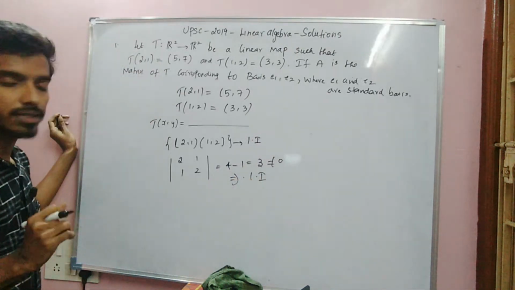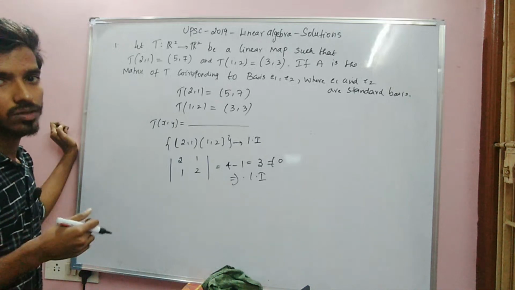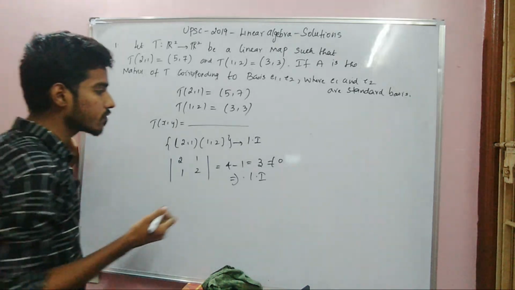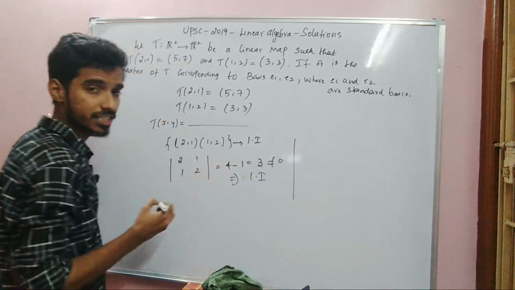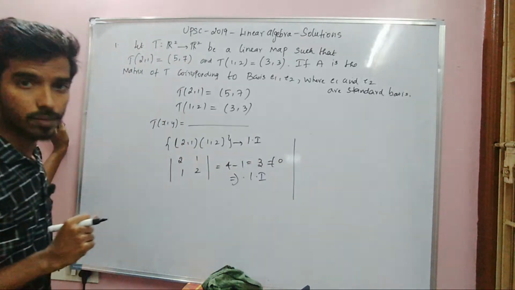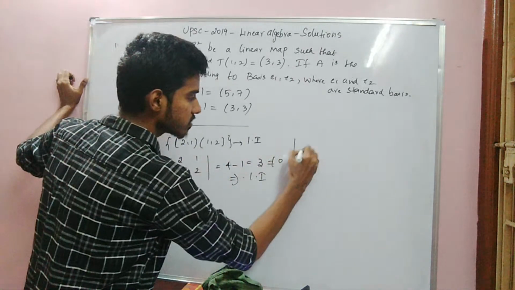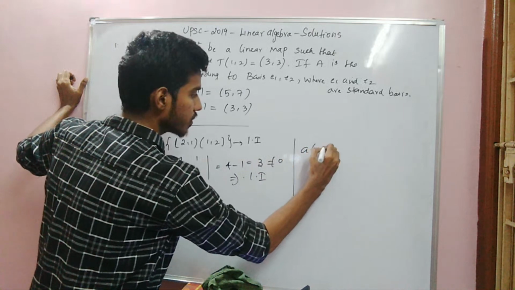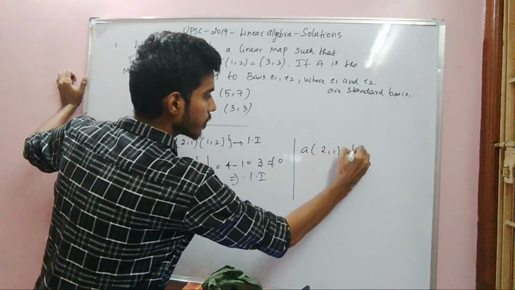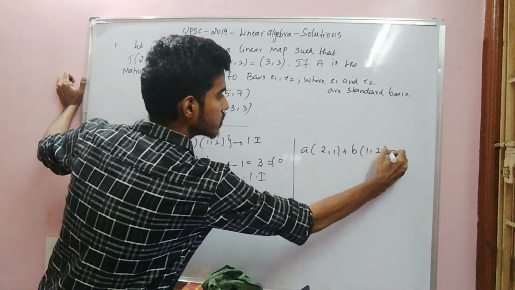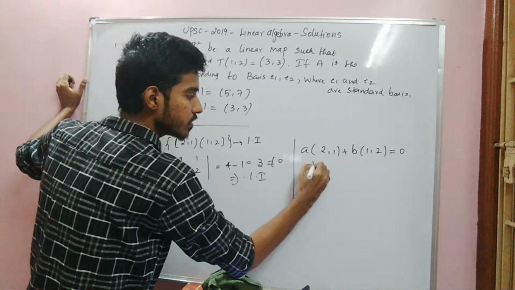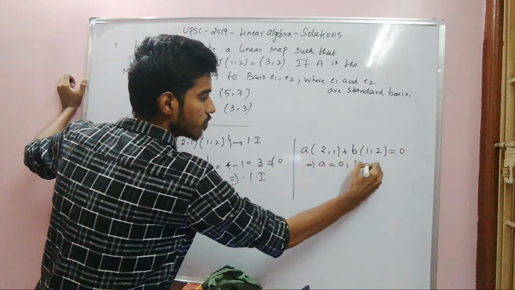So we have shown that this set is linearly independent. Or you can also use the definition, right? So how can you use the definition to show that this set is linearly independent? What does the definition say? If a times (2, 1) plus b times (1, 2) is equal to 0, then we need to show a is equal to 0, b is equal to 0.